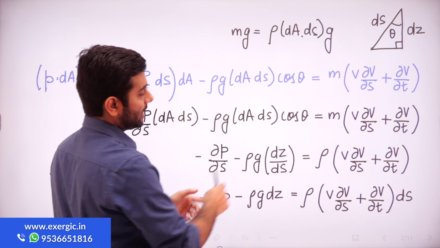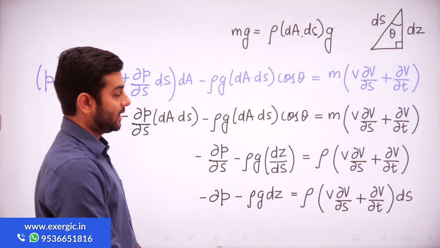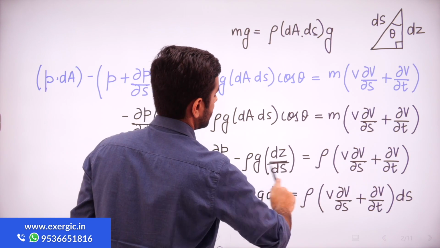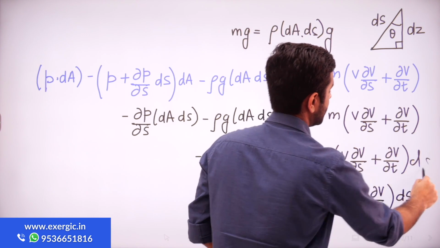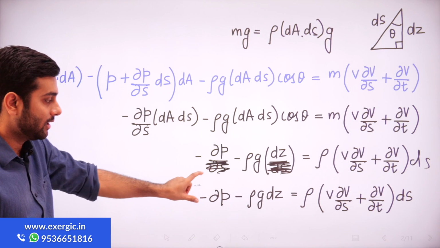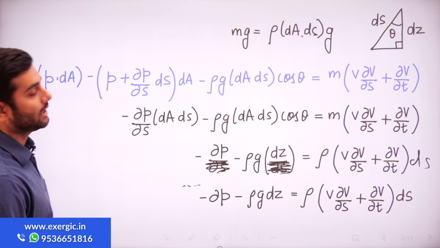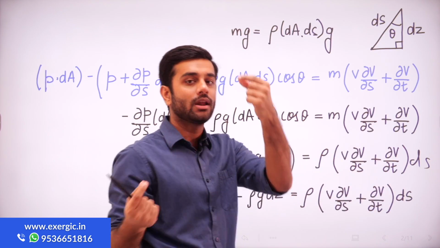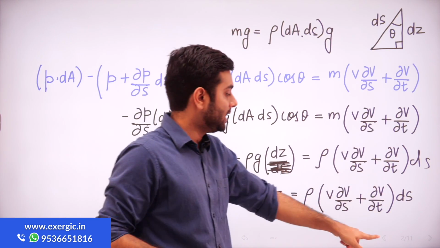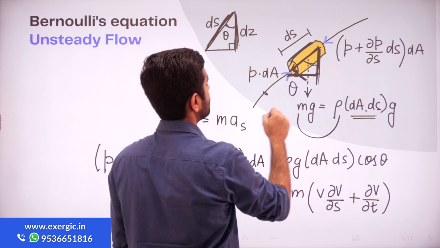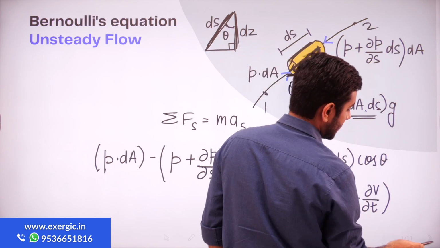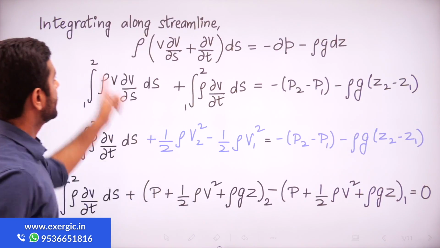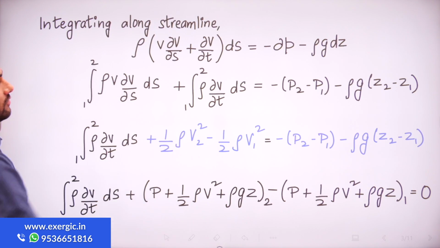ds you can see here also. Multiply the complete equation by ds. This will be gone, this will be gone, and here you will be having a ds. That's what I have written here. And now let us integrate this expression from any point 1 and 2. On the streamline, any point 1 and 2 you can consider. Let's say this is point 1, this is point 2. Integrate that, right? So integration sign we have put here.